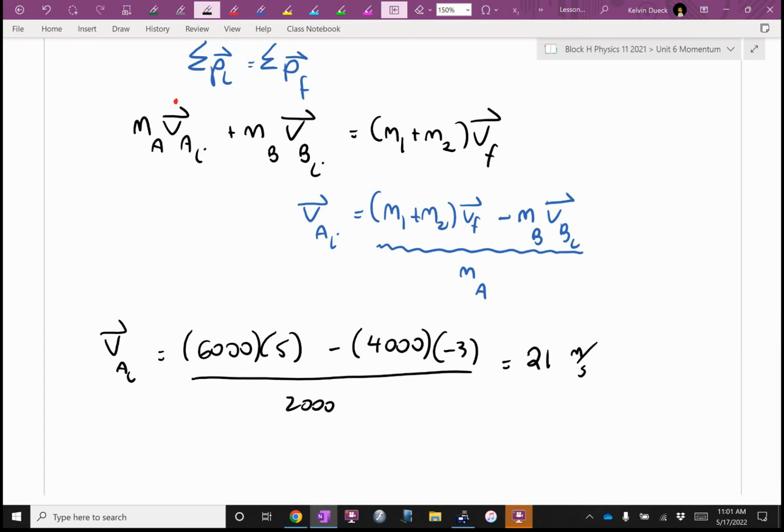Positive or negative? What do we get? So car A was coming in really fast. Car B was going backwards, not very fast. Wham, they collided, stuck together, and car A and B moved off, continuing forward. Car A slowed down, car B sped up. That works. Okay, that's a legitimate collision.